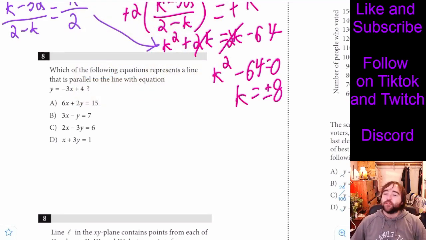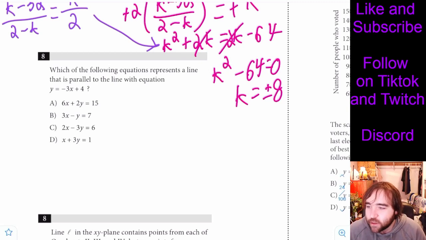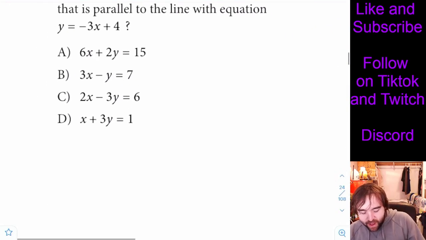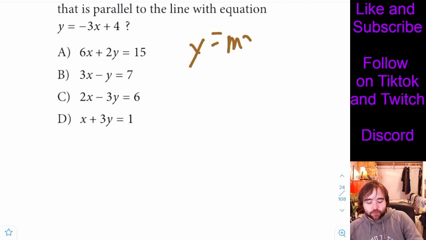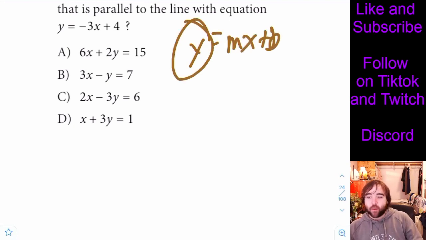Which of the following equations represents a line that is parallel to that line? So if it's parallel, they need to have the same slope. That's all we care about. And we should be able to look at these and really know the slope without having to write stuff down. So if you look at A, to know the slope, you've got to put it in y equals mx plus b form, which basically means get the y by itself.